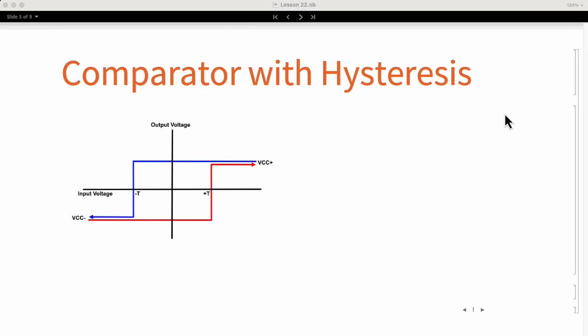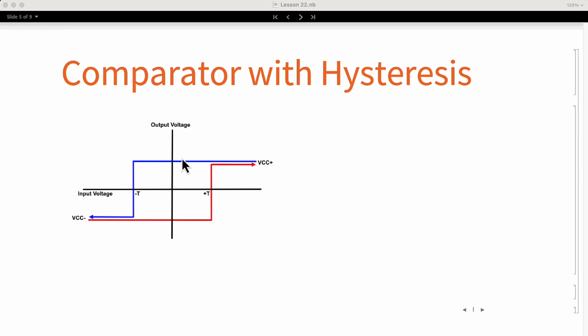There is one special type of comparator called a comparator with hysteresis. This type of comparator offers exactly the kind of safety margin that we want. The following diagram shows how they work. Let's imagine that we start with a large positive signal, which makes the comparator output the positive VCC. Then the input voltage starts decreasing.